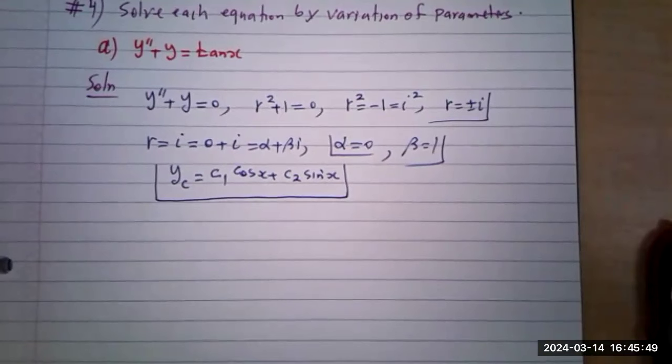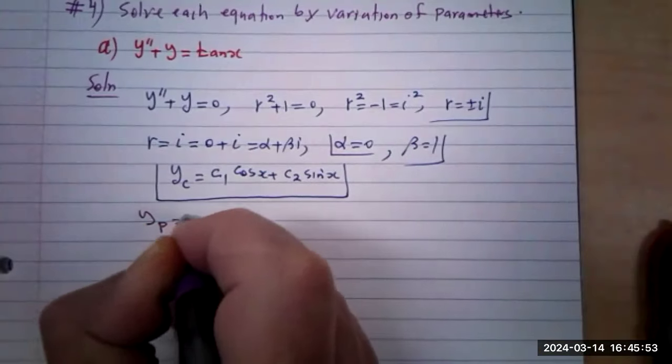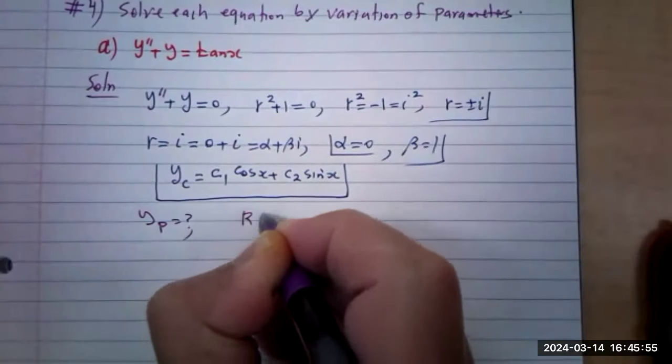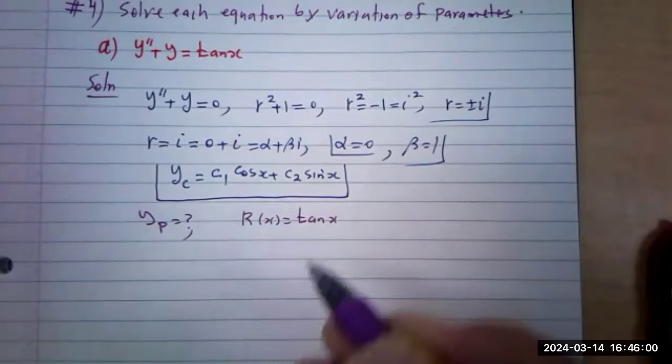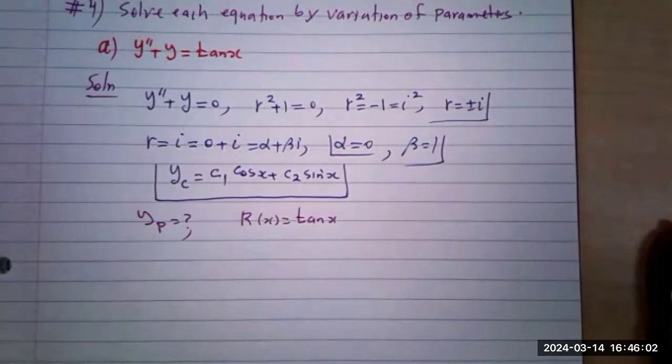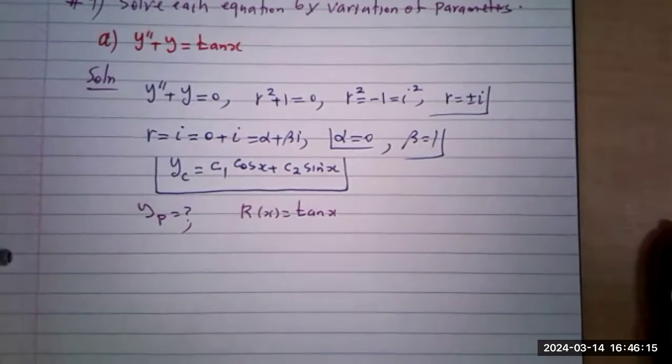Okay, now the YP. In order to get the YP, so the YP is this. Your function is tangent, so there is no chance you'll be able to solve it with undetermined coefficients, because undetermined coefficients can be applied only when you get sine or cosine. But in fact, they give you the method, variation of parameters. So you have the hint, okay?